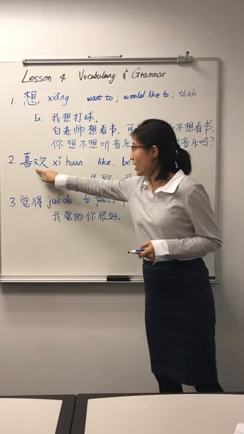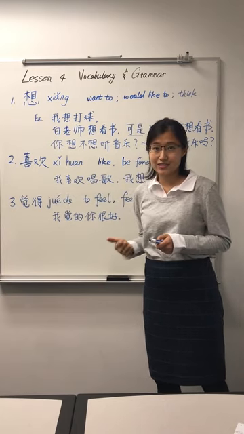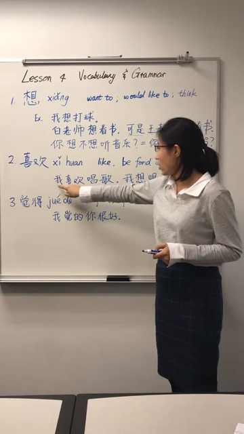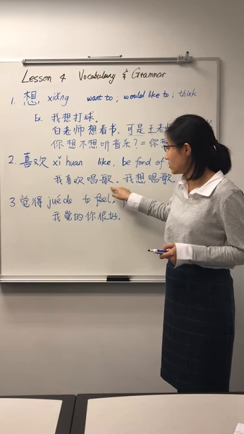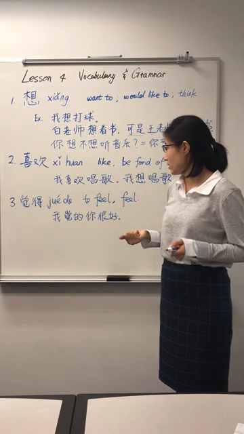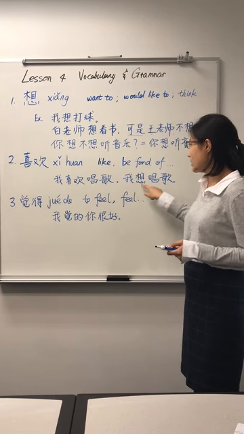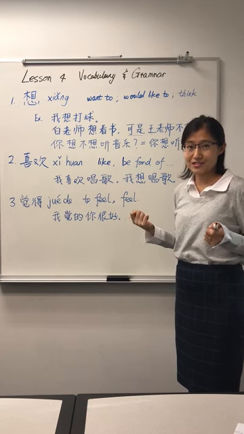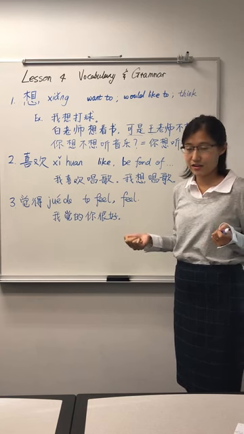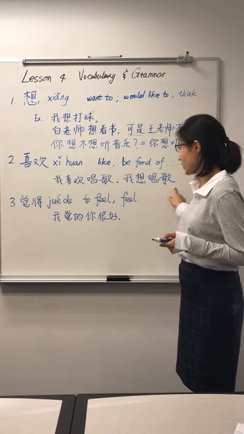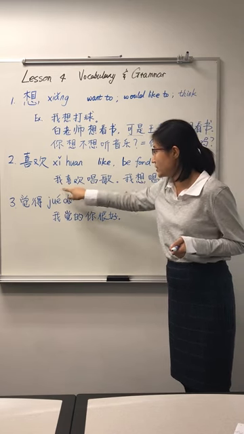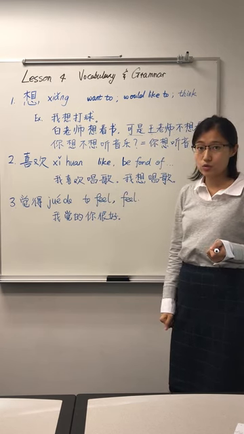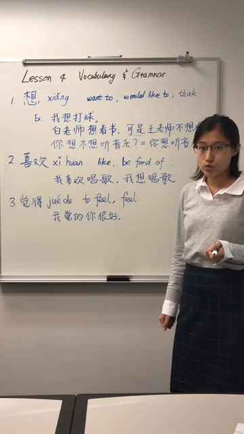Next one, 喜欢, we learned this. Like, or be fond of. For example, 我喜欢唱歌, I like singing. But 我想唱歌 means I want to sing. But it doesn't mean I like to sing. That means I want to sing. I like to sing, 我喜欢唱歌. I want to sing, 我想唱歌.